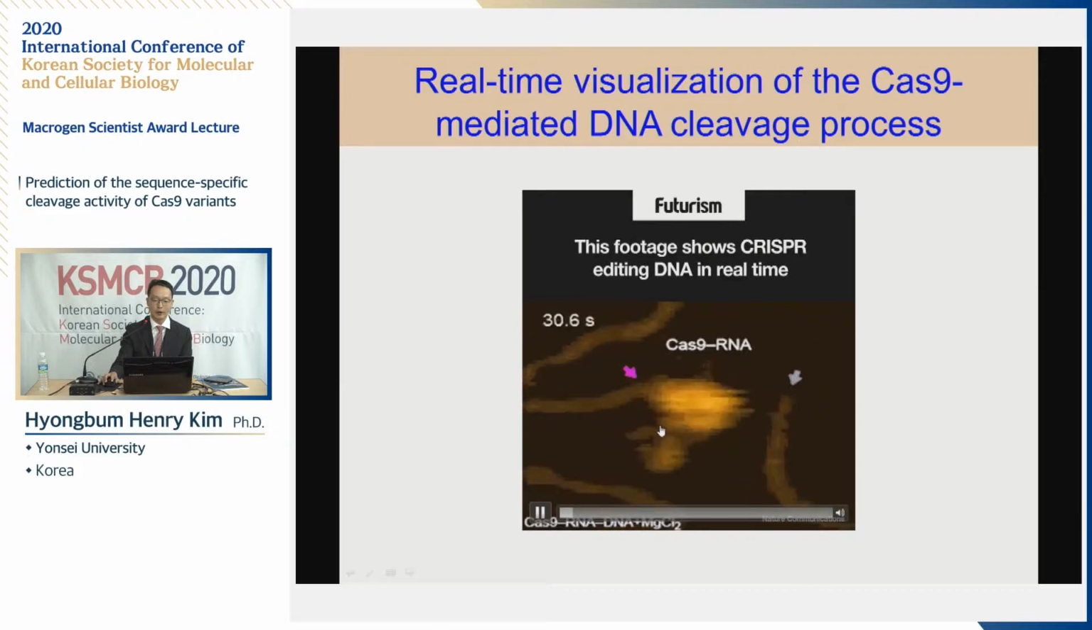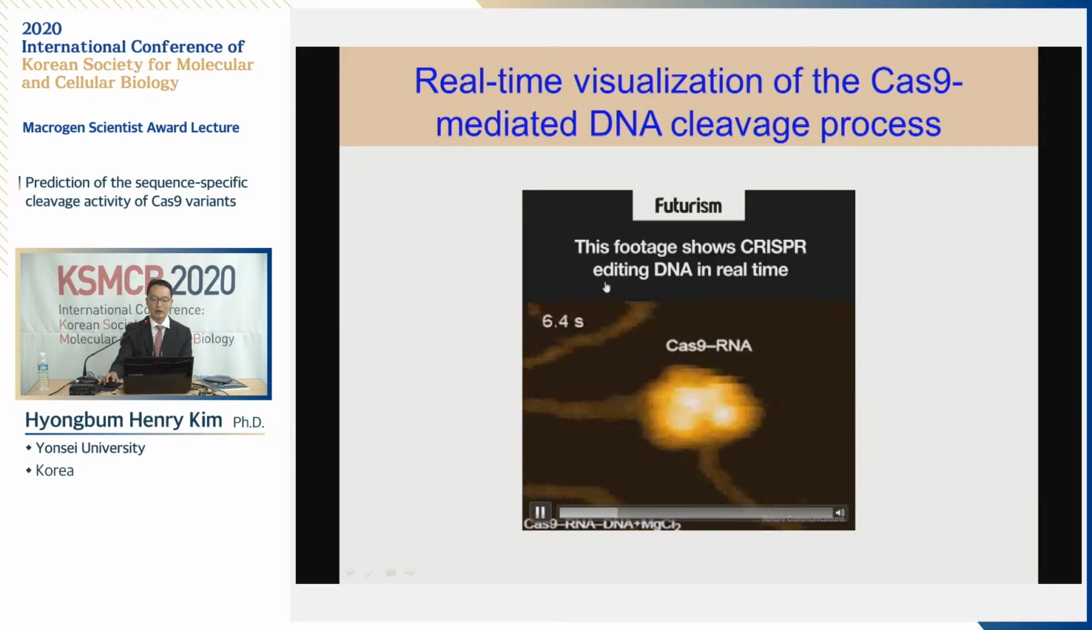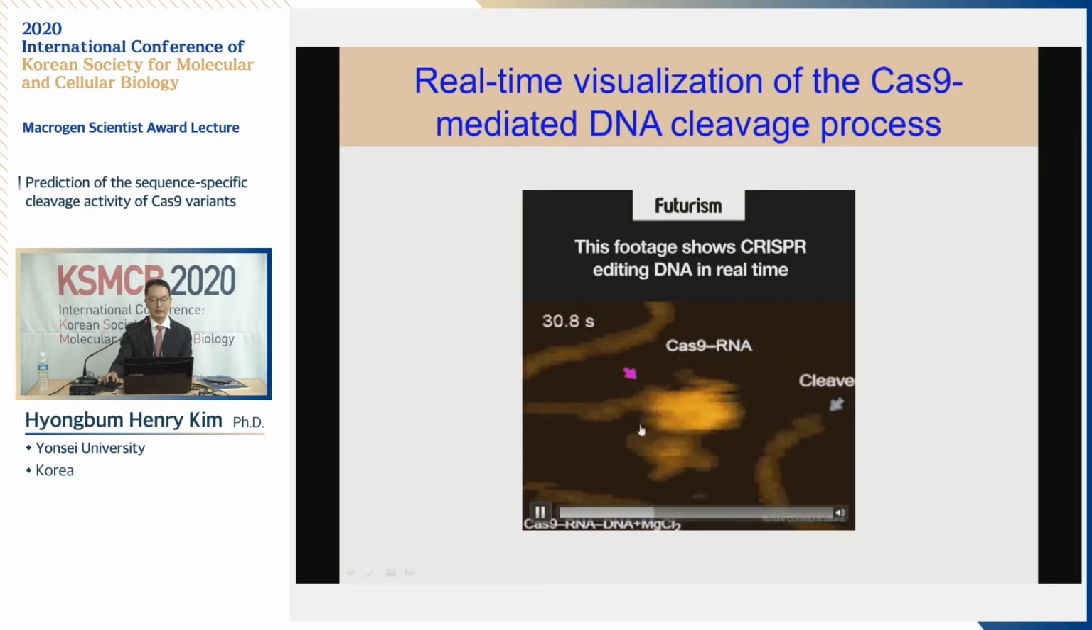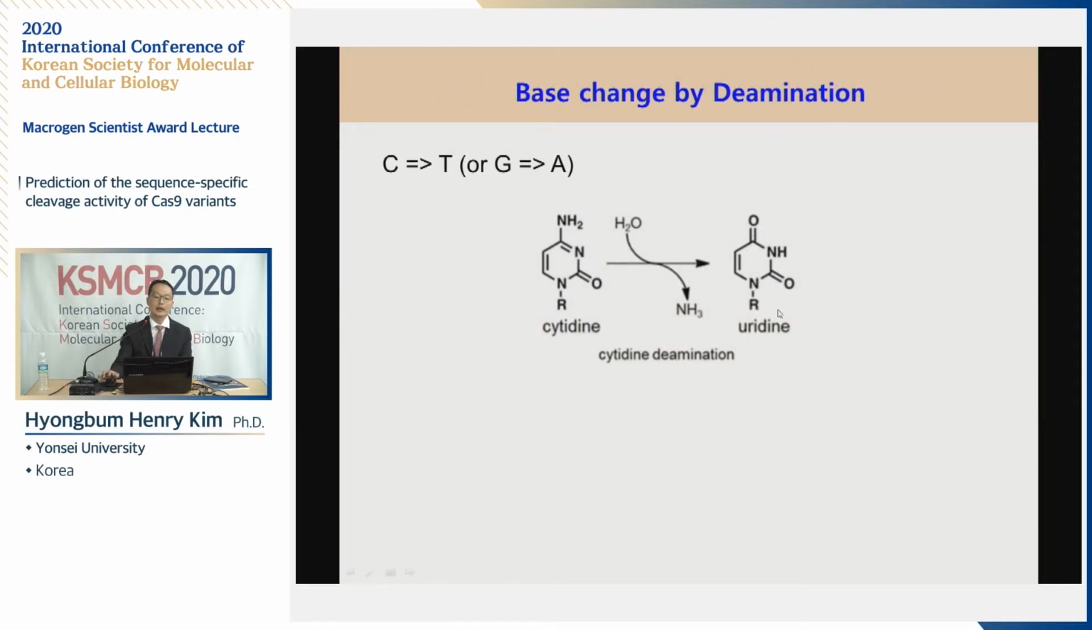Some people ask whether Cas9 looks like scissors. This is the shape of Cas9 when we see it by atomic force microscopy. This is the structure of DNA. This is Cas9. So they don't look like scissors. They look like a ball or irregularly shaped ball-like structure. And this Cas9 and guide RNA bind to the DNA and make a double-strand break at the target DNA.